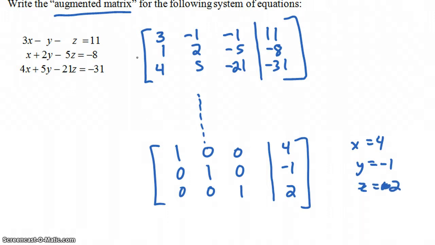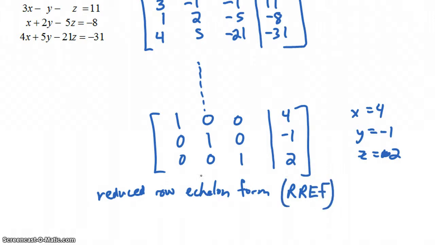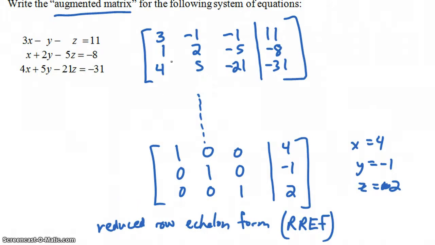So how do you transform this matrix up here into a matrix that looks like this? By the way, this matrix down here is said to be in reduced row echelon form, or RREF for short. It's where you have ones along the diagonal here, zeros everywhere else. So how do we transform a matrix up here into an equivalent matrix that's in reduced row echelon form? Well, we do elementary operations just like we did in the previous video. Sometimes they're called row operations or elementary operations. It really means the same thing.